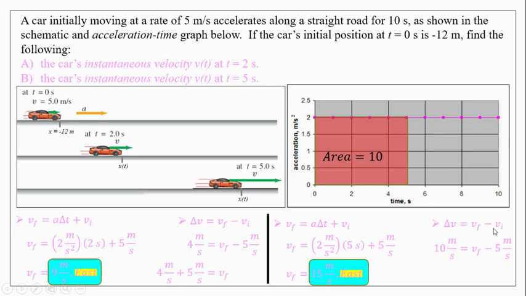VF is unknown, and our VI is 5 again, because that's what it is for this problem at time equal to 0. And then to solve for VF, you add 5 to both sides, so therefore 10 plus 5 is 15, which is what we got using the VF function. Okay, so if you like to use the area for an acceleration time graph, go for it. I think it's pretty useful, but if you don't know how to find area properly, then you might just use the kinematics functions and just be safe about it.